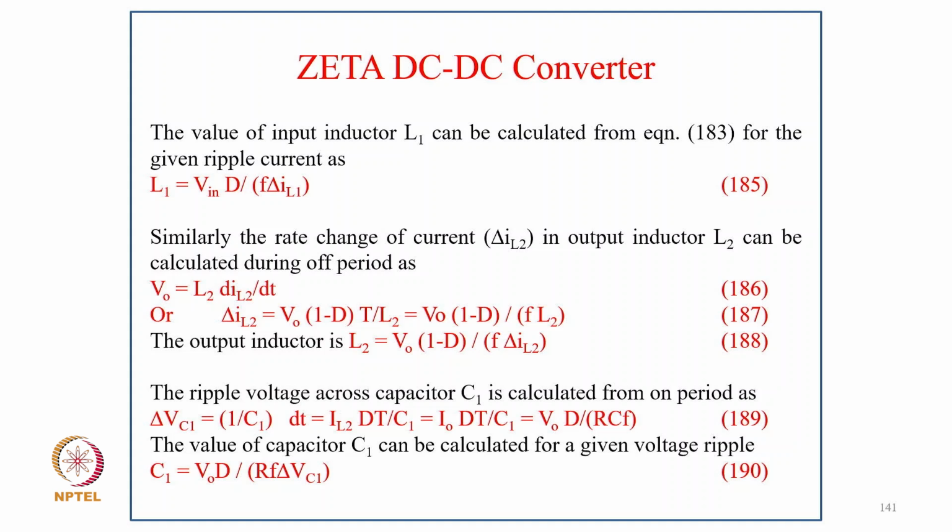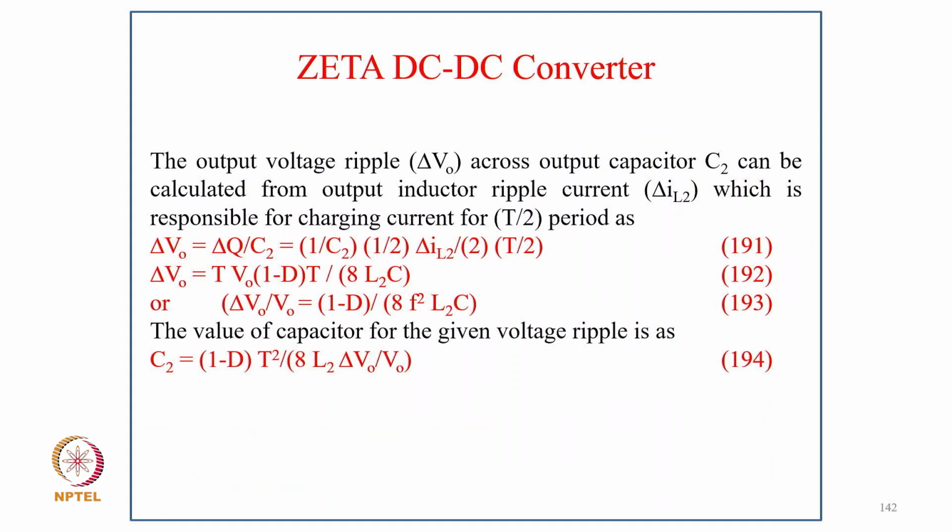So similarly, rate change of the current IL2 in the output inductor can be calculated during off period. So V equal to L2 dIL2 by dt. So delta IL2 equal to Vo into (1 minus D) dT upon L2, or Vo (1 minus D) divided by FL2, and output inductor L2 equal to Vo (1 minus D) divided by F delta IL2. So ripple voltage across the capacitor is calculated from the on period. So delta VC1 equal to 1 upon C into I dt, and that is IL2 dt upon C1, that is Io dt upon C1, and that is equal to VoD divided by RCF. The value of capacitor C1 can be calculated: C1 equal to VoD divided by RF delta VC1.